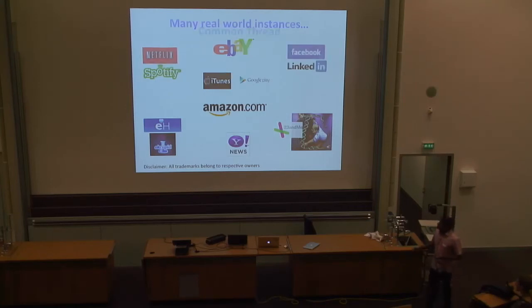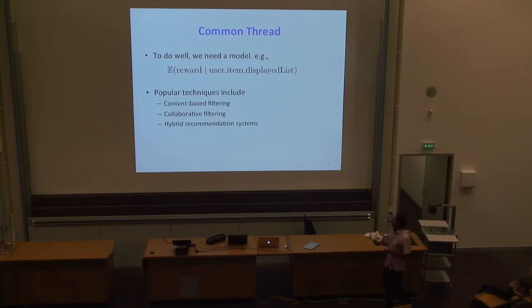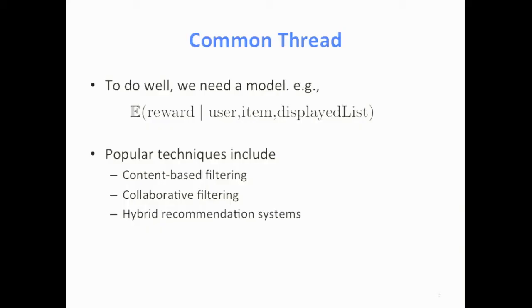And in all of this, there's a common theme, which is we need to know how the reward function behaves according to the item that you're recommending, according to the user's needs, and according to the list that is actually shown initially, the ones that you're experimenting with. So this is a common theme across all these problems. And there are many popular techniques which hope to predict this reward.